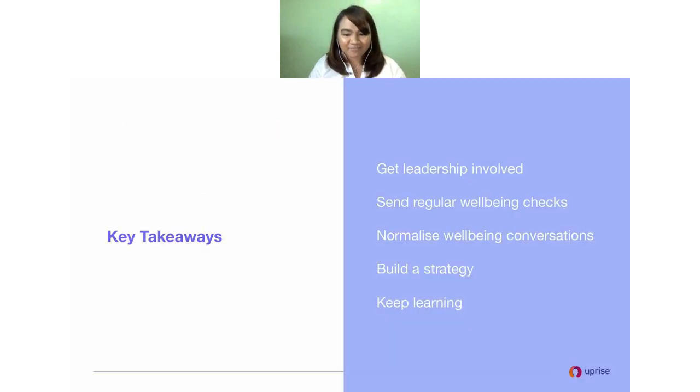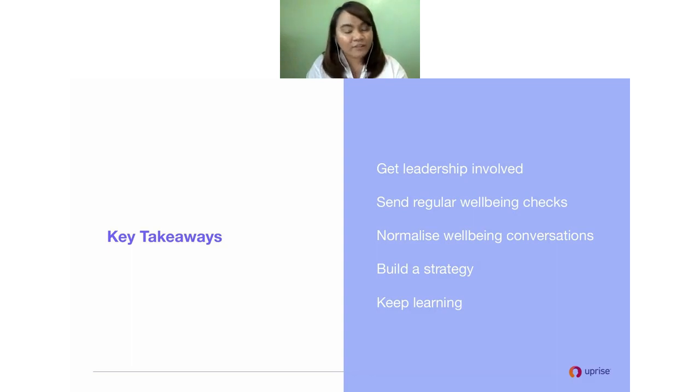Maybe for key takeaways. So first is, again, get your leaders involved with the program. Make sure we get their buy-in. Second is send regular well-being checks, because that will be helpful for you to know the well-being status of your team, what the psychosocial risks of your team are right now, so you can mitigate them.